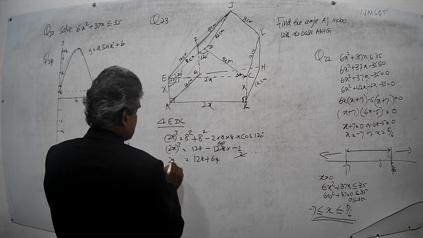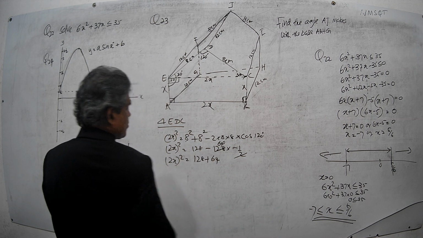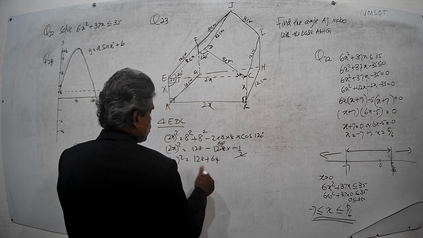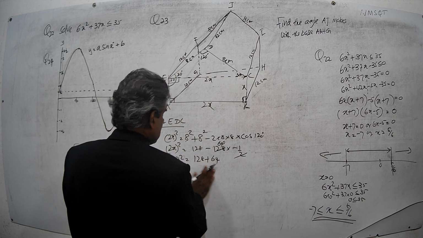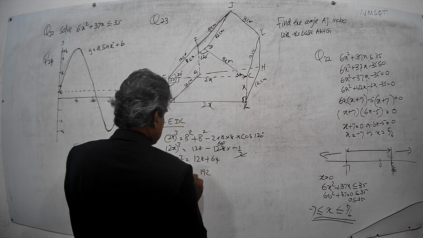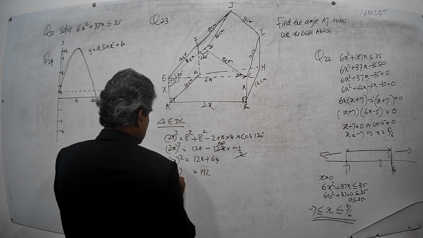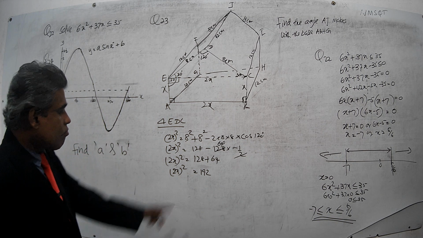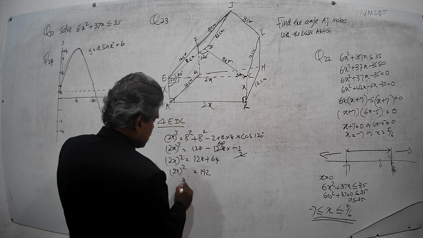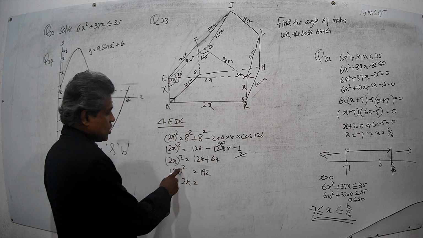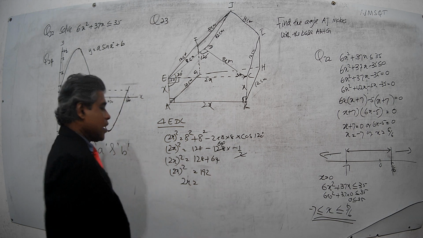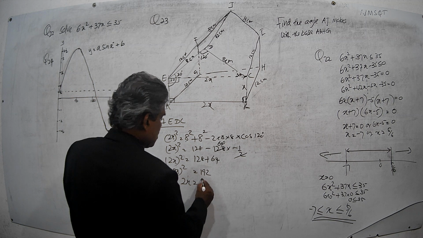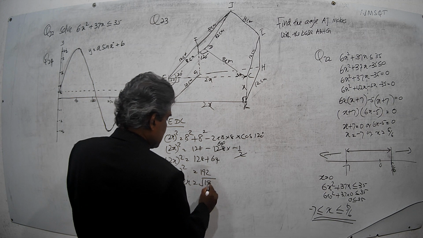Then here 2x whole thing squared equals 128 plus 64. Add those two, you get 192. 192 equals 2x whole thing squared. Then take 2x equals how much? Power 2 going to the other side becomes root. Then it will be square root of 192.